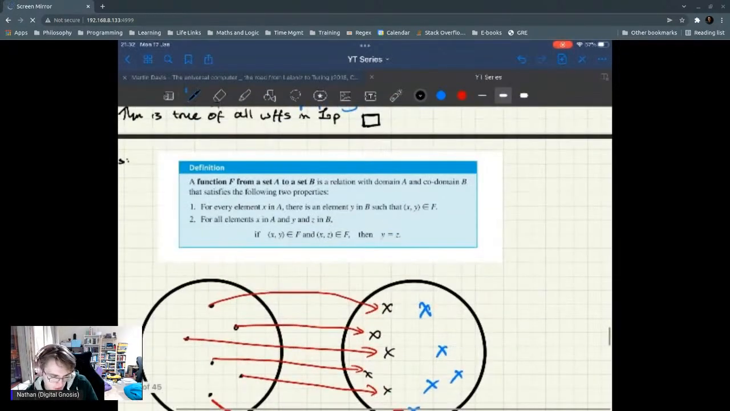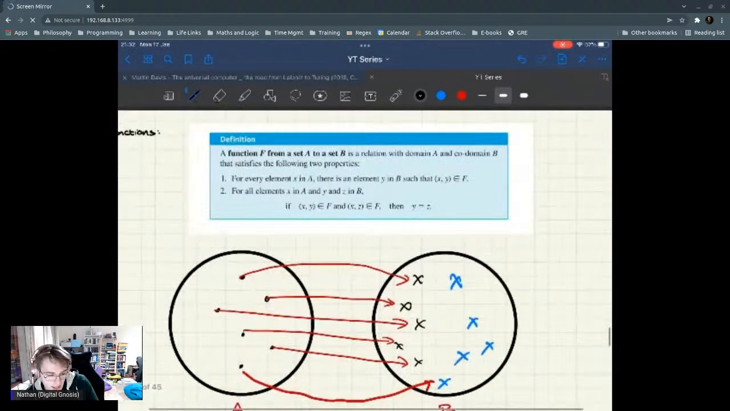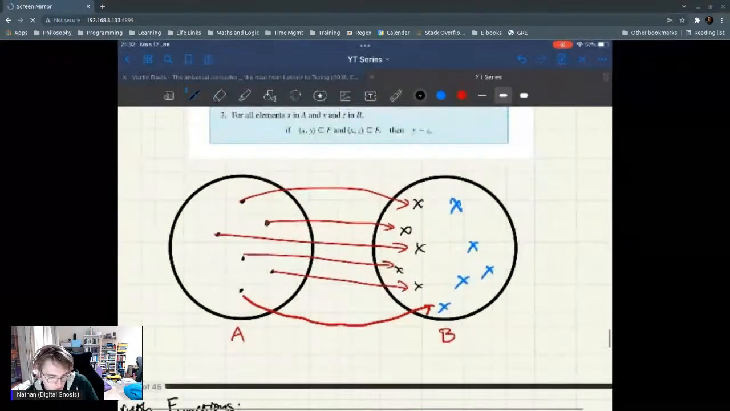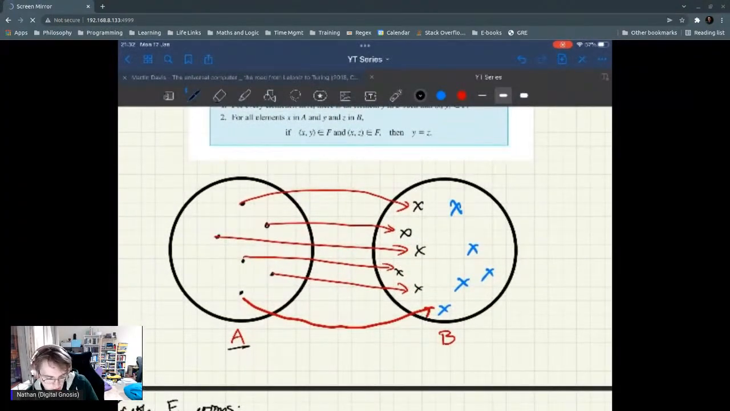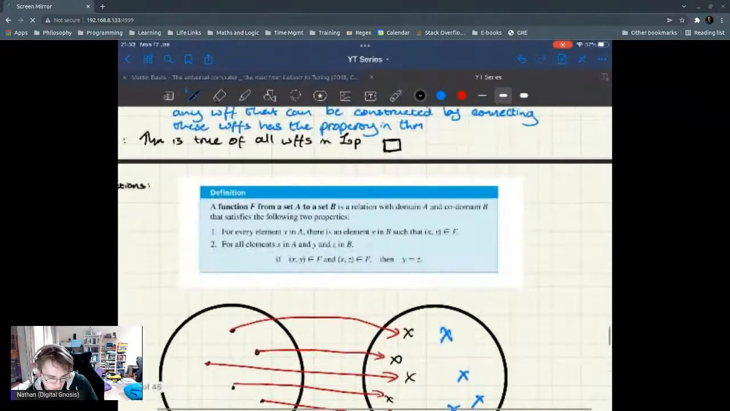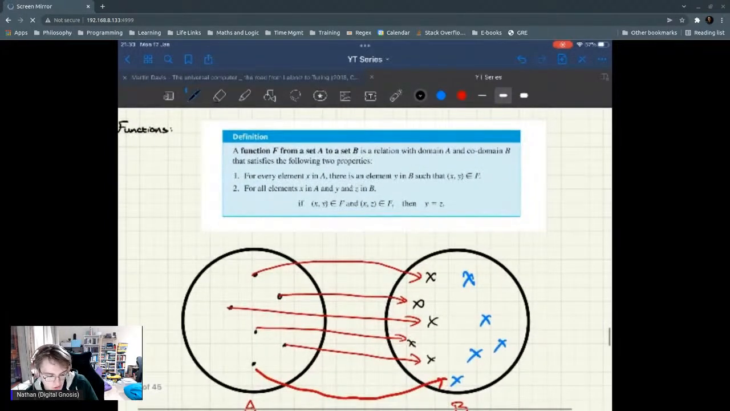So I've stolen this definition from Susanna Epp's, I think it might just be called Discrete Mathematics. But if you don't know what a function is, then a function f is basically a mapping from a set to another set, saying here a relation mapping with a domain of A and codomain B. So you can see here we've got two sets, one of which is A, the other of which is B. And what the function does is it relates elements in A to elements in B.